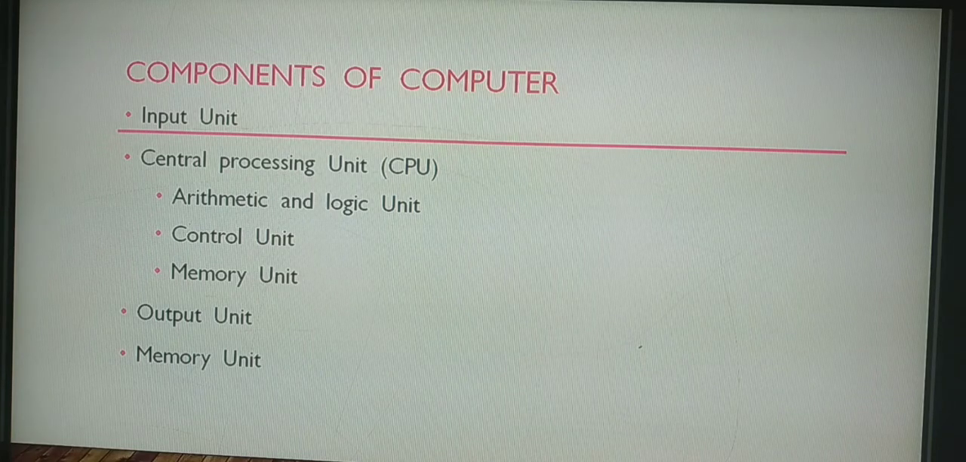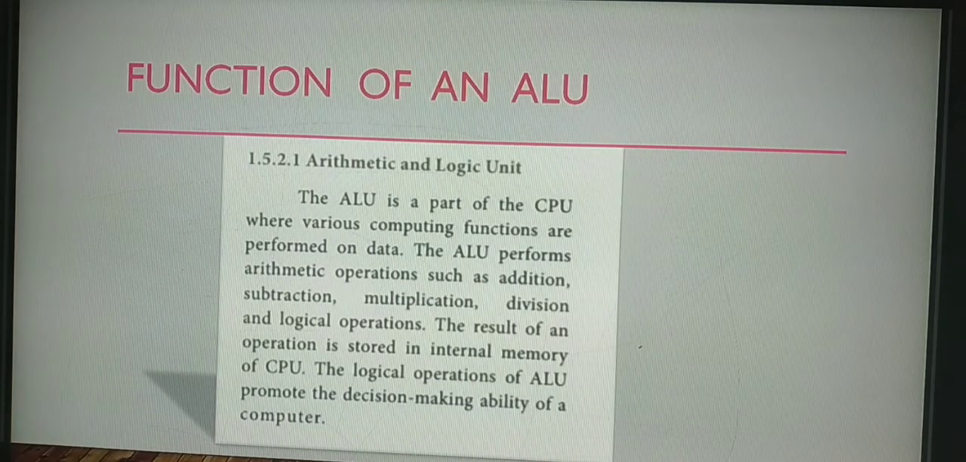Now we can move on to the fourth one. What is the function of an ALU? This is also inside your book. For that you have to move to page number 5 in your book. In that you have a para, no?